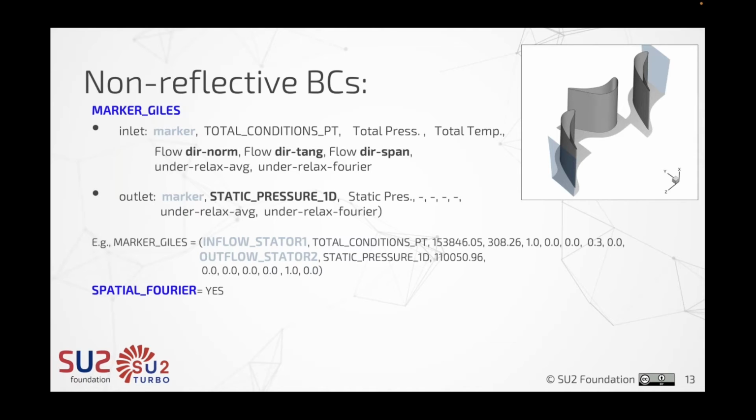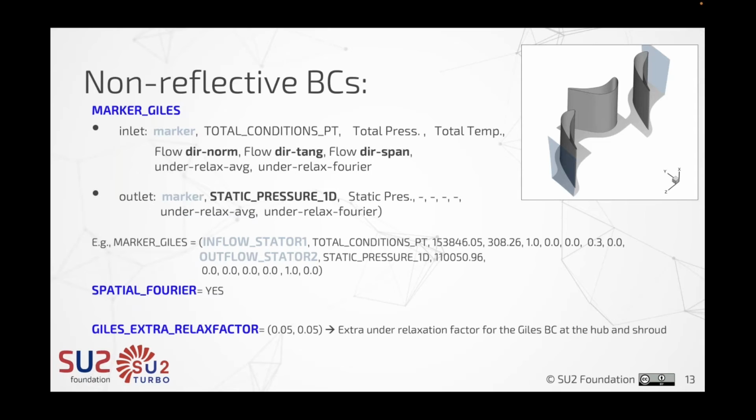If you want the calculation to really consider non-reflective boundary conditions, you have to activate this additional option that is spatial Fourier. If you set it to no, the boundaries will be reflective. Yes makes them non-reflective, so it's better to use yes. And then there are some additional relaxation factors for the hub and shroud that can be used maybe to tweak the solution a bit if there's something that doesn't work for you. But this will be maybe a topic for the next tutorial.